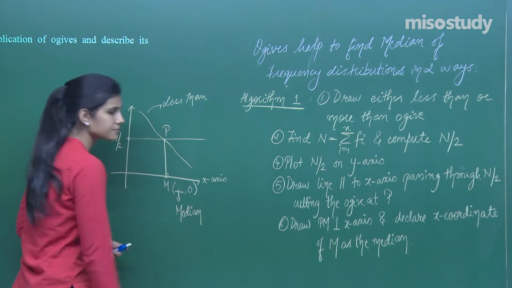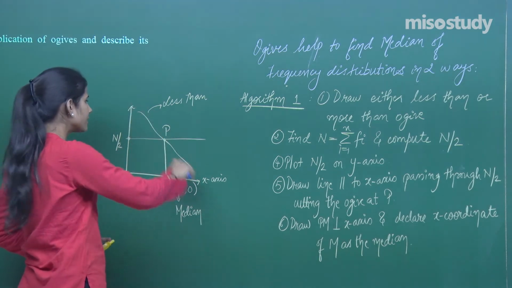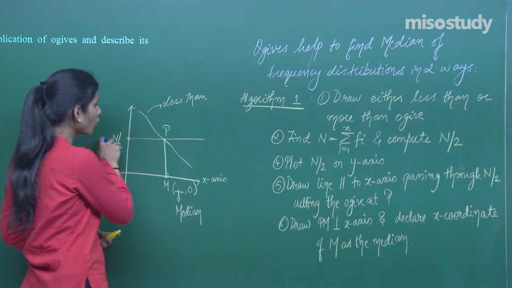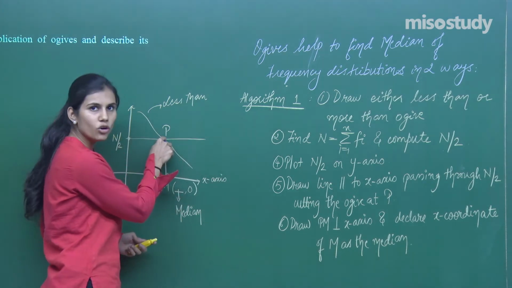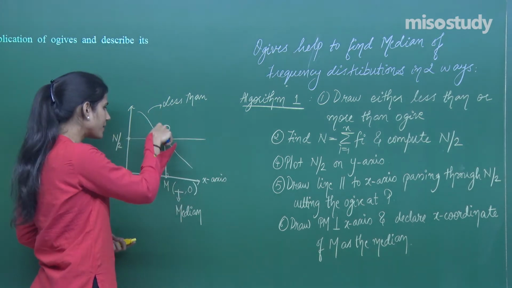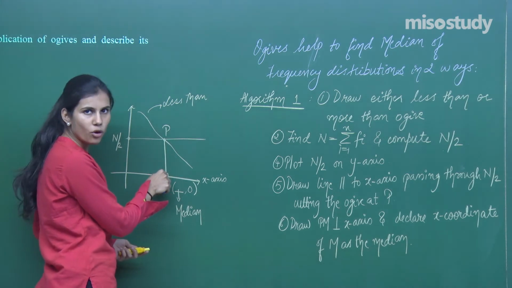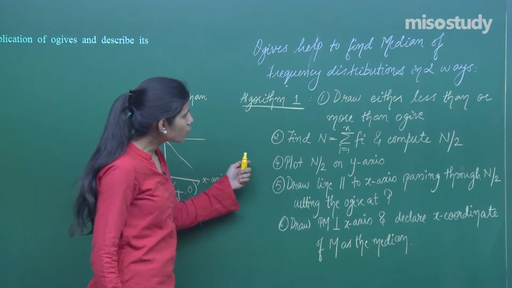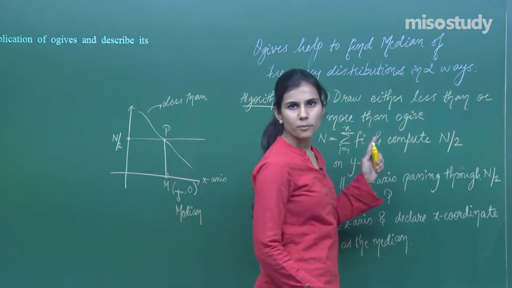Is it understood? So you draw either the less than or the more than ogive. Find out capital N, mark N by 2, draw a line parallel to the x-axis cutting the ogive at some point P. From that point P, you drop a perpendicular PM onto the x-axis and the x-coordinate of point M will be the median. This is one algorithm to get the median from ogives.